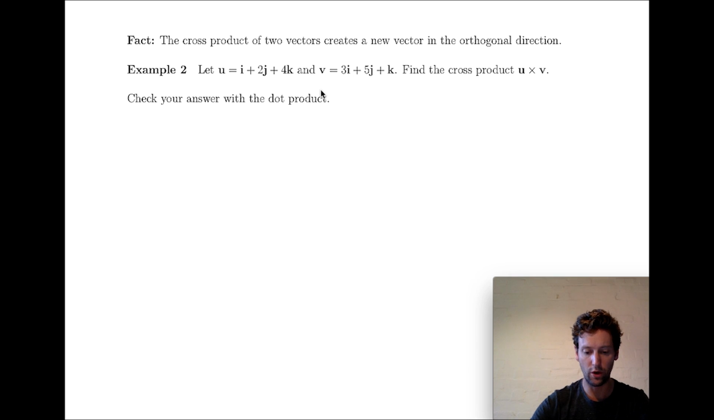So the next fact we're going to look at is that the cross product generates a new vector that points in the orthogonal direction. We're going to calculate the cross product of u and v, so u cross v, and we're going to check that the resulting vector, we'll call it w, is perpendicular to u and v by using the dot product, by using the fact that we just have shown in example 1. So let's first of all calculate our cross product.